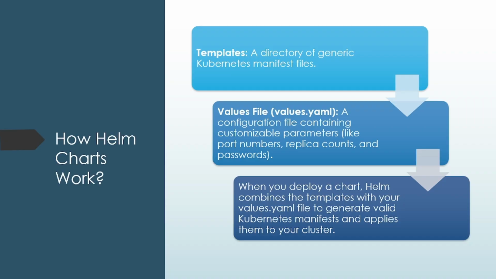How do Helm charts work? Helm charts actually contain and manage two types of things: templates and values. Templates are a directory of generic Kubernetes manifest files for the application, and values are a configuration file containing customizable parameters like port number, replica counts, and passwords. Those parameters are passed to the template so that the template can use them. When you deploy a chart, Helm combines the templates with your values.yaml file to generate valid Kubernetes manifests and applies them to your cluster.